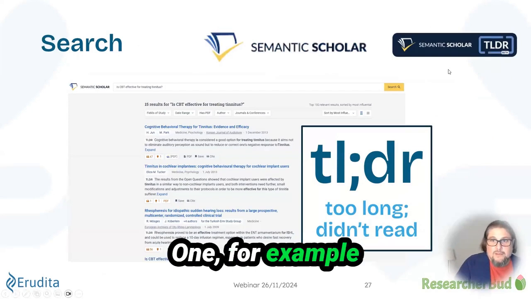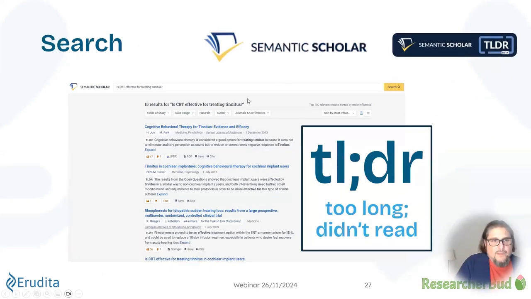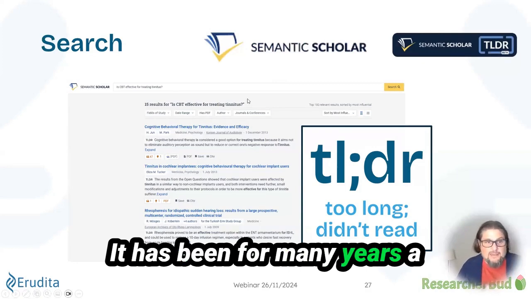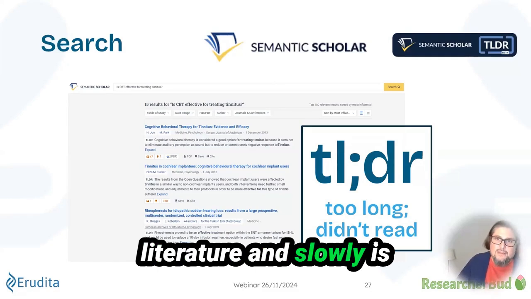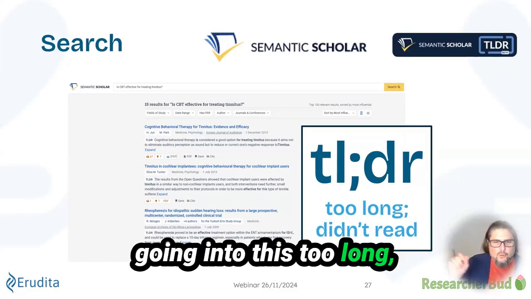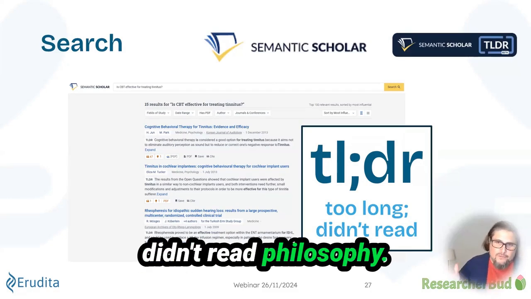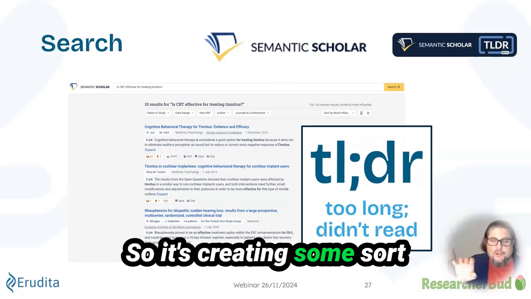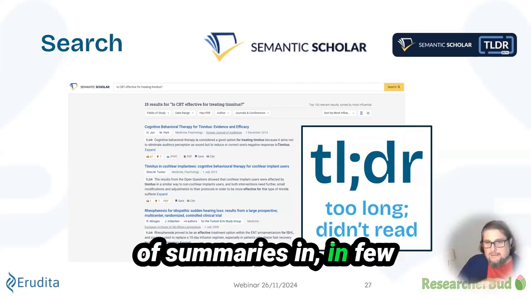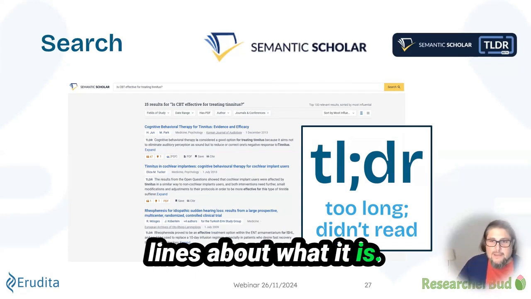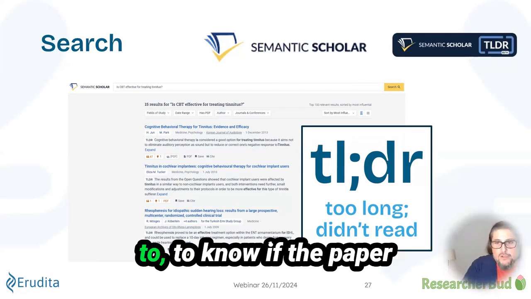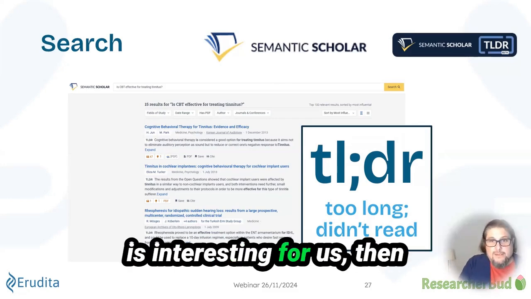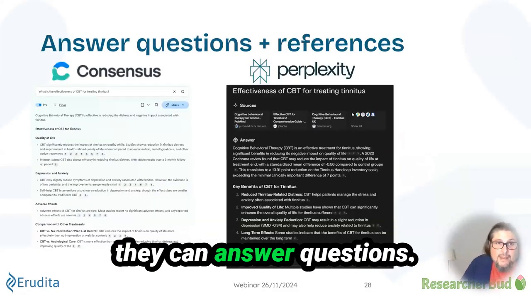One, for example, is Semantic Scholar. It has been a search engine for scientific literature for many years, and slowly it is going into this "too long, didn't read" philosophy. So it's creating some sort of summaries in a few lines about what the paper is. It's not only the abstract. We now have this other resource to know if the paper is interesting for us. Then they can answer questions.